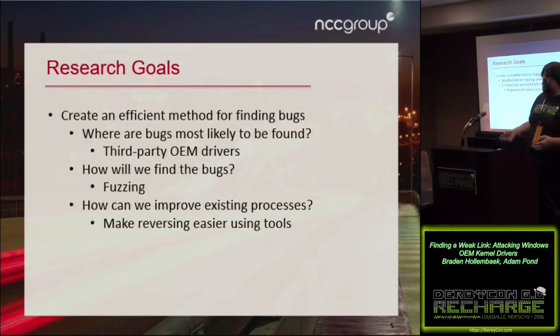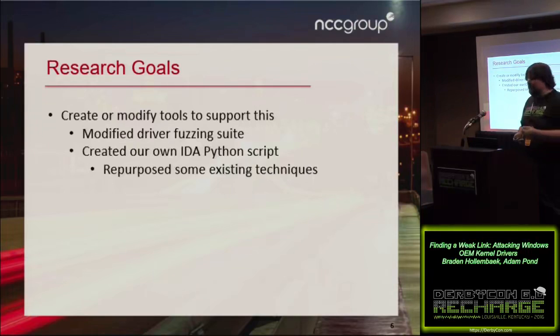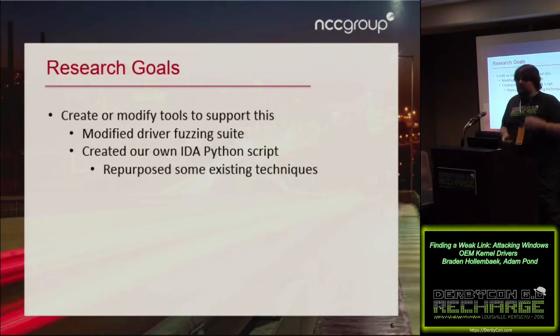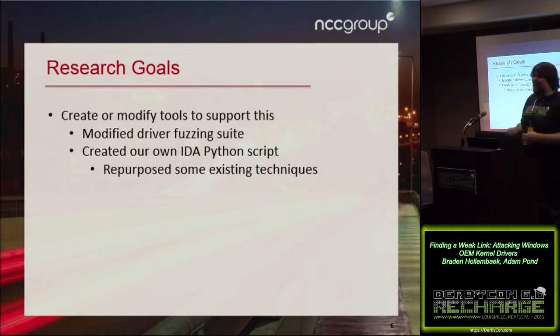So we have our second goal. We wanted to create or modify some existing tools, and since we knew that we were going to be doing fuzzing for our bug hunting method, we had two choices. We can either create a new Windows kernel driver fuzzer, not happening, or we can modify an existing one. And so we obviously decided to modify an existing one, and we focused our time on extending its functionality with extra features and bug fixes.